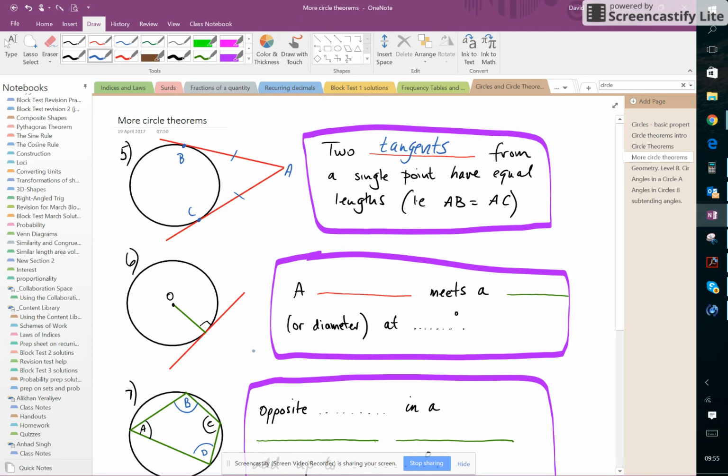Number 6, well, what is this red line? This is a tangent. And it meets the green line, which is a radius or a diameter, so that could have been extended up to there to a diameter, but they meet at right angles or at 90 degrees. So a tangent meets a radius at 90 degrees, or a tangent meets a diameter at 90 degrees.